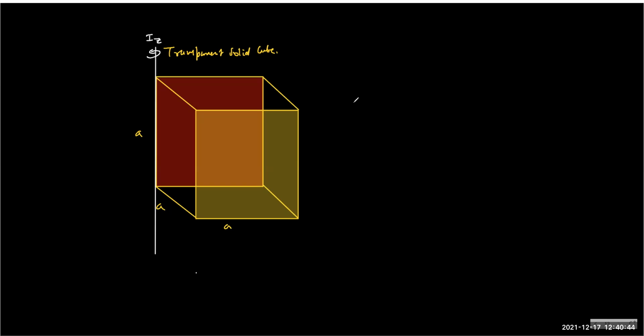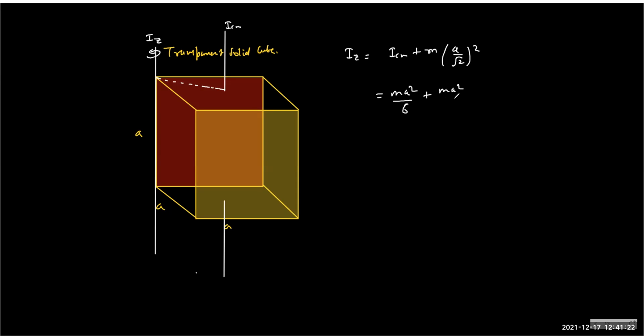So 2 by 3 ma square. Let me check. I will be equal to I_CM, for the axis parallel to this axis. This is the I_CM. And what is the separation between these two? A by root 2. Very good. So that's the only correct equation. And for I_CM, we just got the answer: M a squared by 6, plus M a squared by 2. This is 2 by 3 M a squared. Yes, sir. That's the right answer.